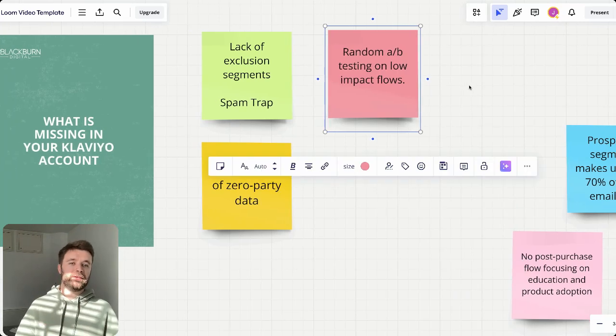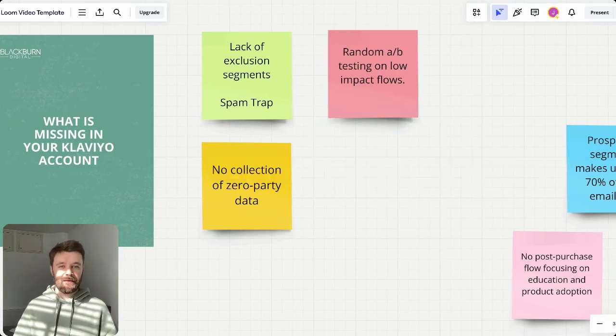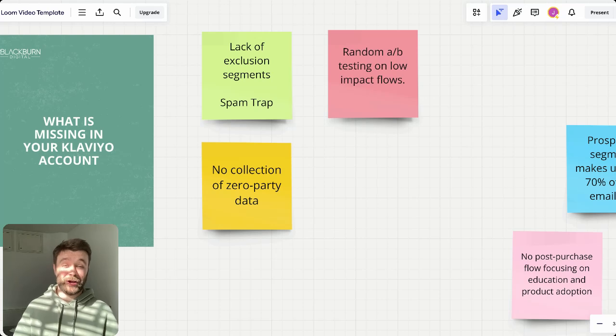Mistake number 3, random A/B testing on low impact flows. A/B testing is only as good as the amount of data you have and the real impact and incrementality you can prove that it's had. So running A/B tests on a win-back flow that's maybe only had 300 people enter that flow for the last year probably isn't the best use of time. It can lead to wasted resource. It can also lead you down the wrong path and thinking of the wrong strategy.